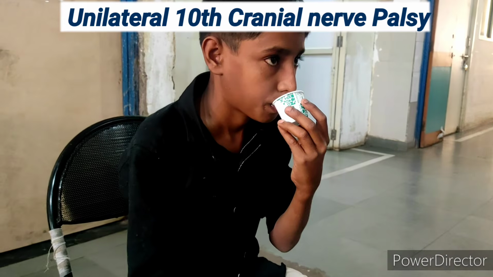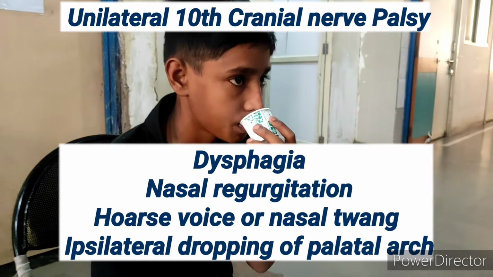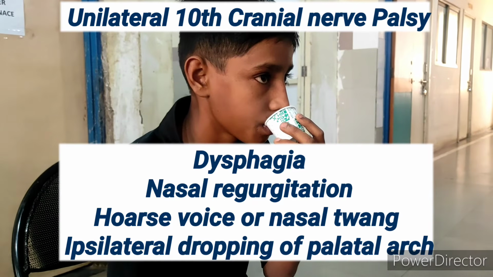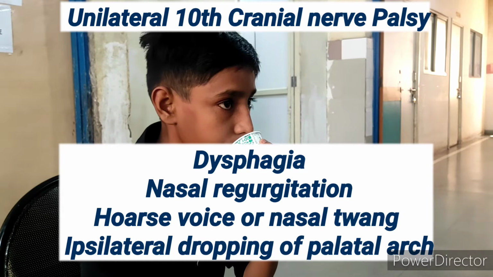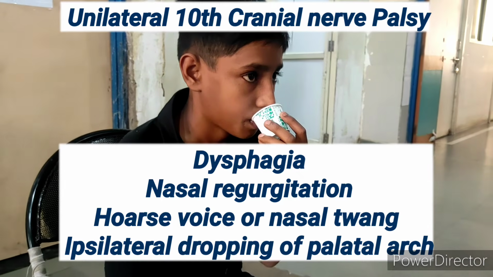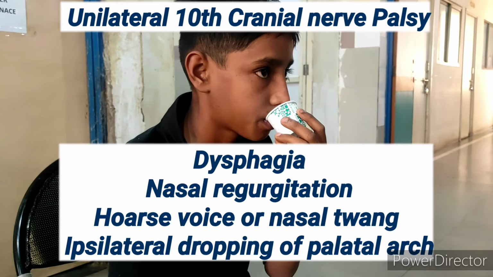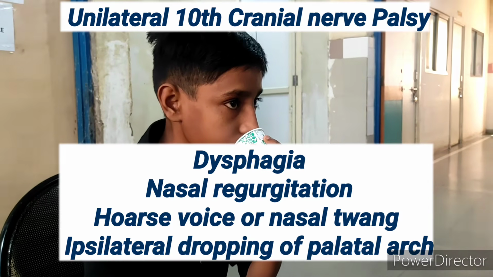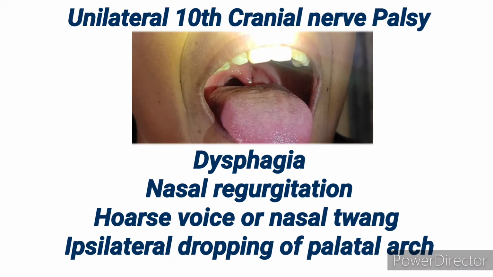The child is having unilateral 10th cranial nerve palsy. Then the child will have dysphagia more for liquid than solid. Also the child will have nasal regurgitation because of velopharyngeal insufficiency. When you check the phonation, you will find that the child is having nasal quality, and hoarseness of voice will be there. Also because of the weakness of the ipsilateral soft palate, there will be drooping of the palate or flattening of the palatal arch, and the uvula will be deviated toward the normal side during the phonation and when you tell the child to say "ah".